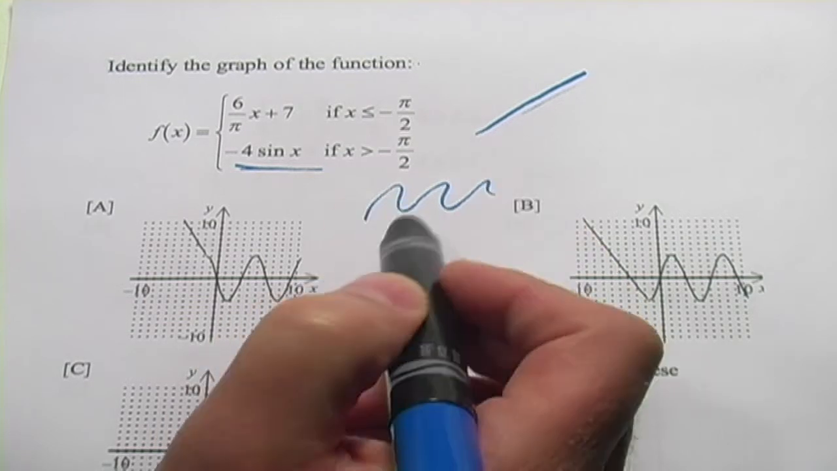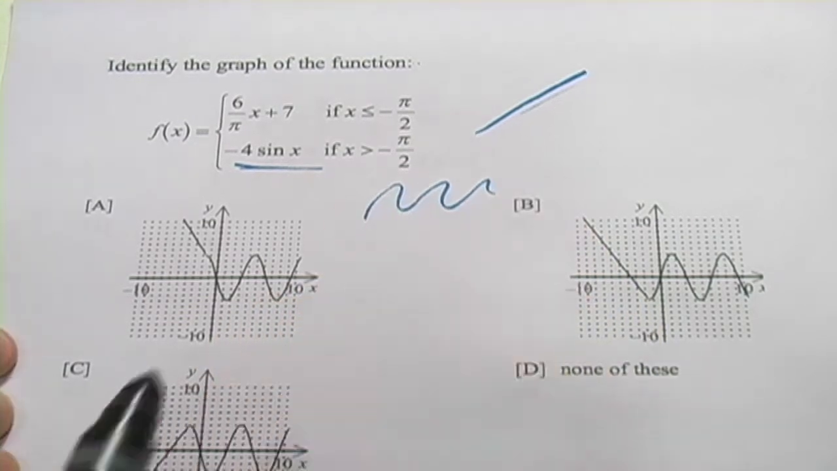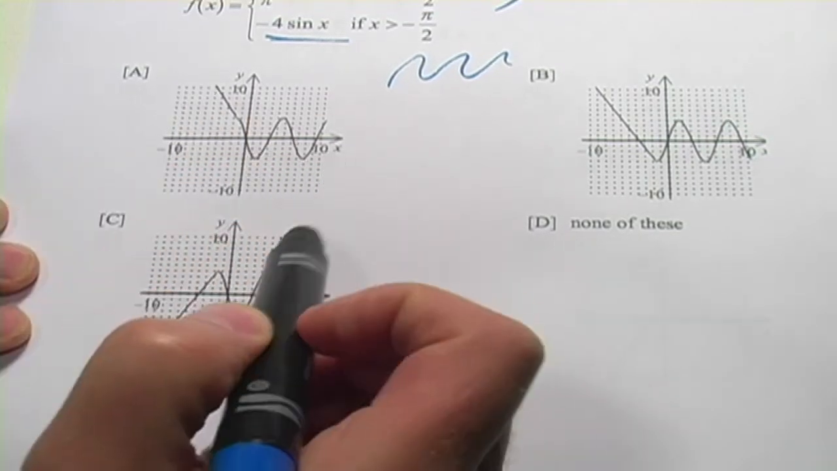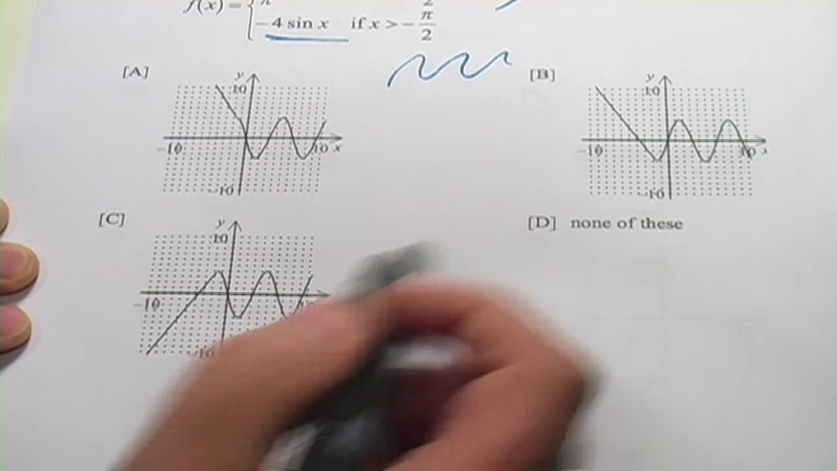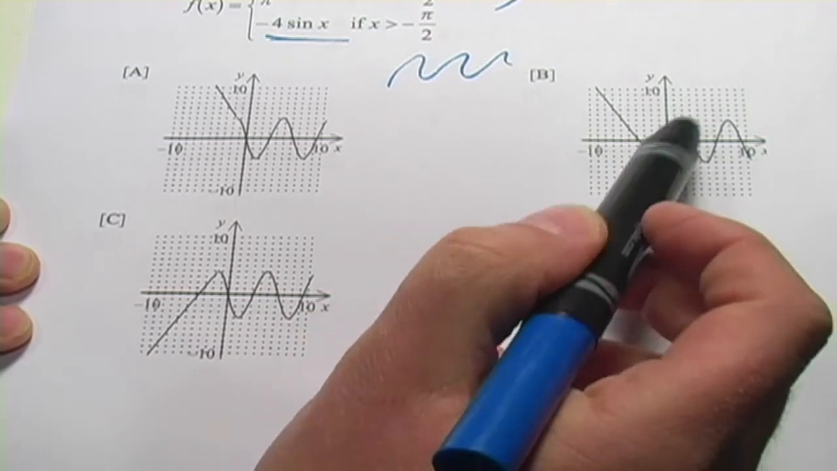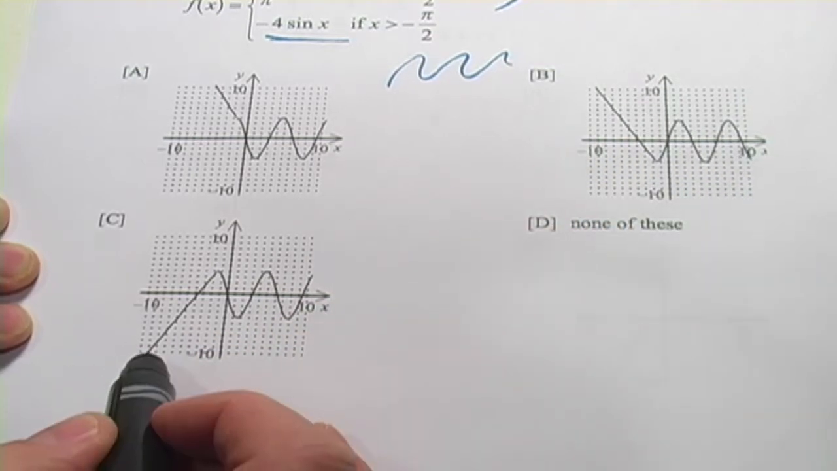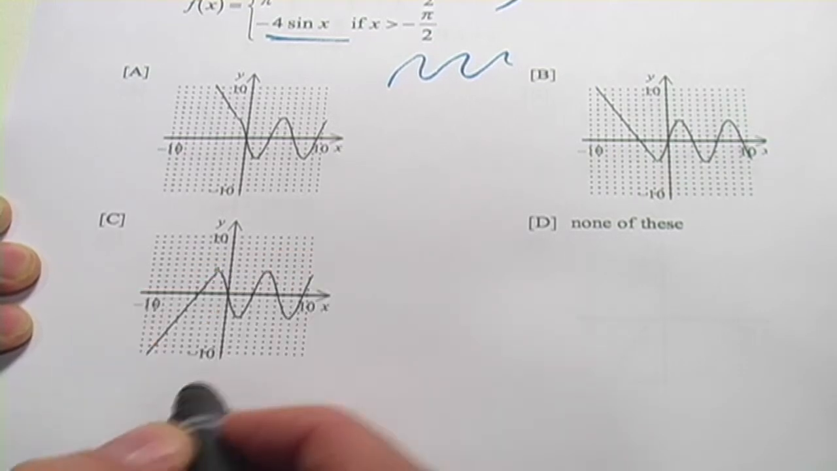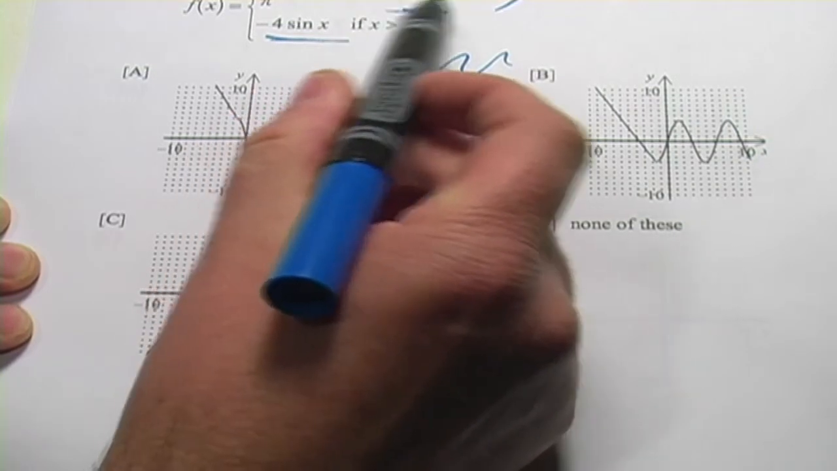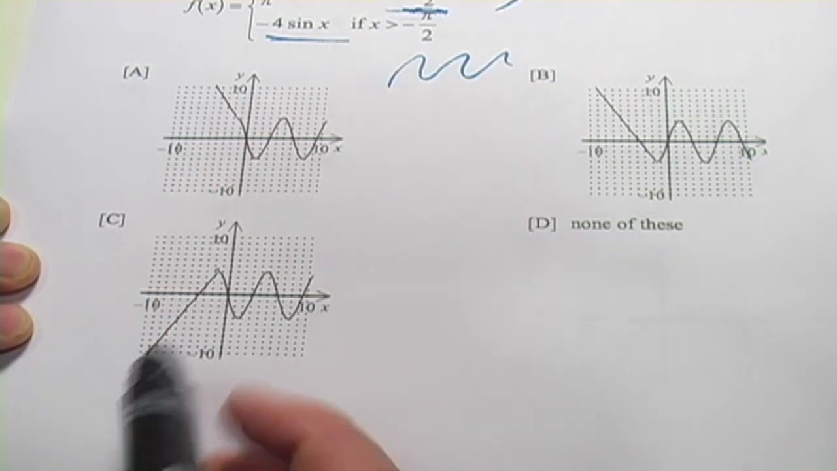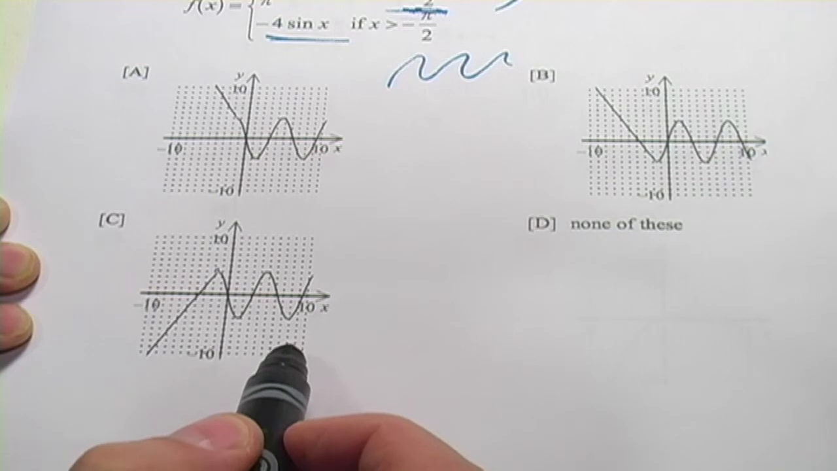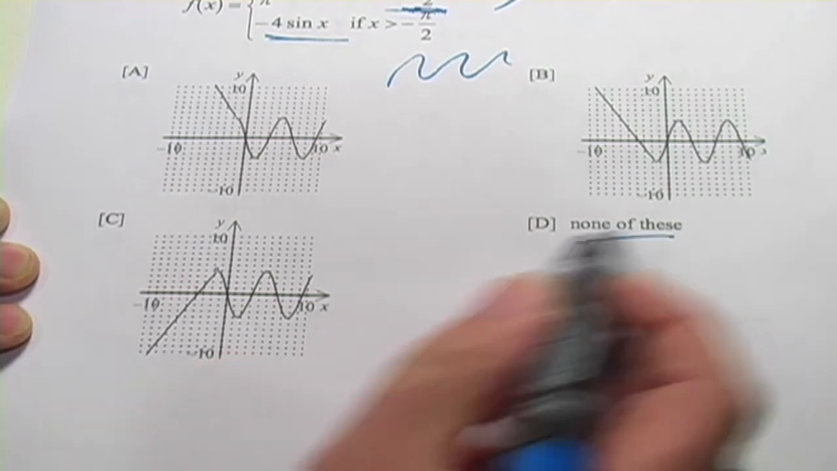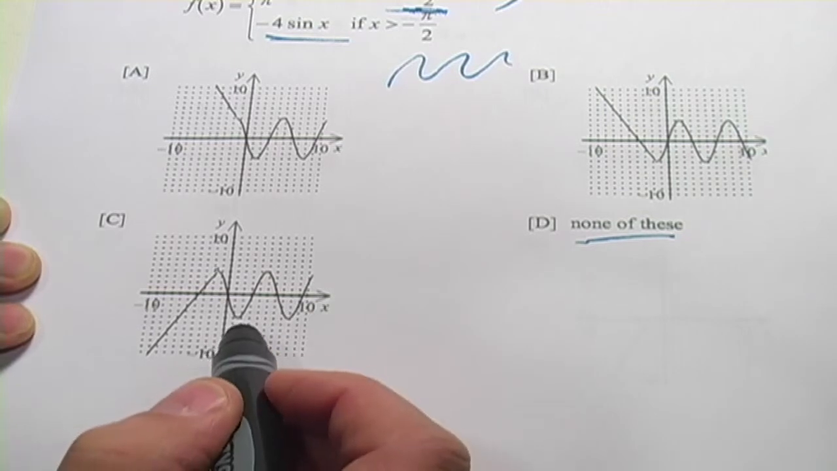And actually, with this much information, let's just see what we've got here. In A, we have a downward sloping line and then a squiggle, and we wanted an upward sloping line. In B, same thing, downward sloping line, a slightly different squiggle. Now C looks like it might be promising. We have an upward sloping line until right here, which looks like it's just about negative 1.5, which is about negative pi over 2, so that looks right. And then we have this squiggle coming afterwards, but is this squiggle negative 4 sine x? Because one of our choices is none of these. So how do we determine that?